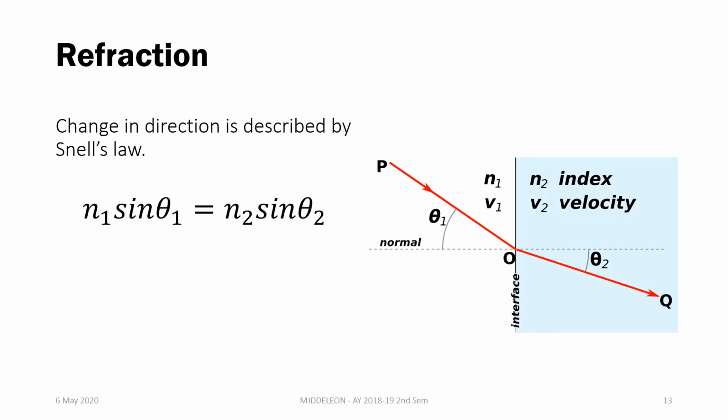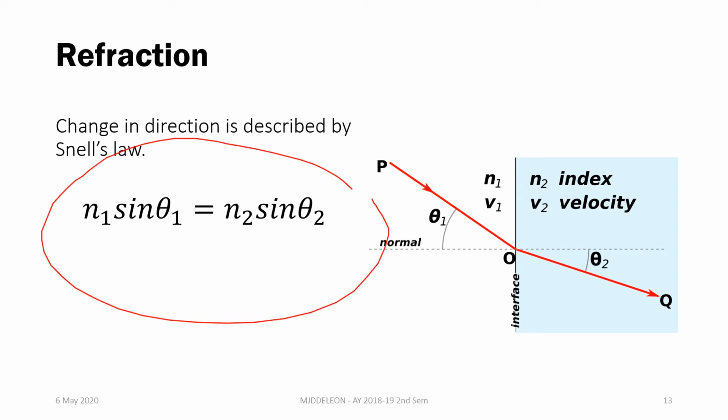The change in direction of light when going from one phase to another is described by Snell's law. In Snell's law, this is N1 sine theta 1 is equal to N2 sine theta 2, where N1 and N2 are the refractive indices of phase 1 and phase 2, and theta 1 and theta 2 are the angles with respect to the normal of the interface.